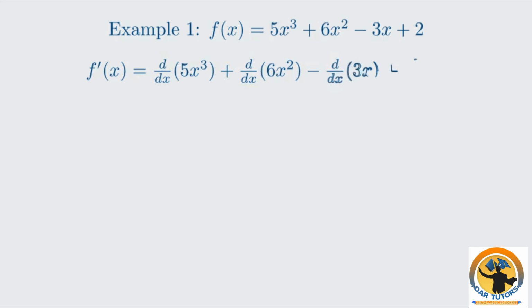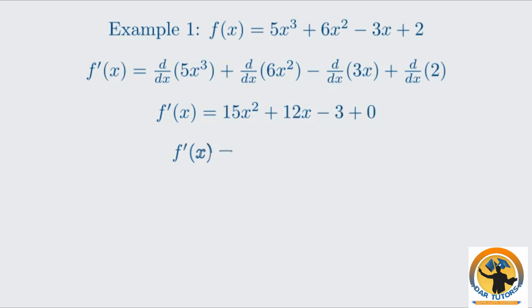Consider the function f of x equals 5x cubed plus 6x squared minus 3x plus 2. We can differentiate this term by term. The derivative of 5x cubed is 15x squared. The derivative of 6x squared is 12x. The derivative of negative 3x is negative 3. And the derivative of the constant 2 is 0. Combining these, we get f prime of x equals 15x squared plus 12x minus 3. This process is much faster and more efficient than using first principles.